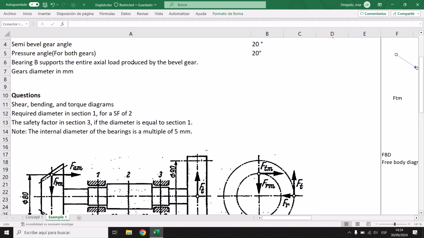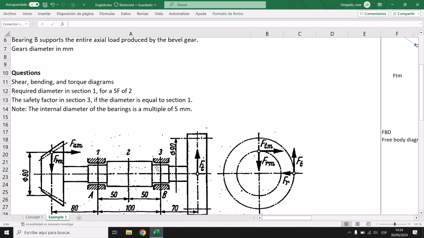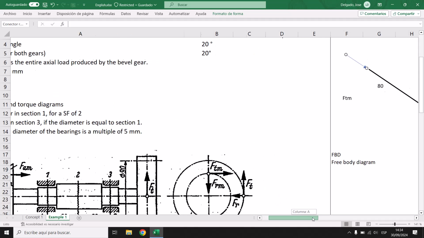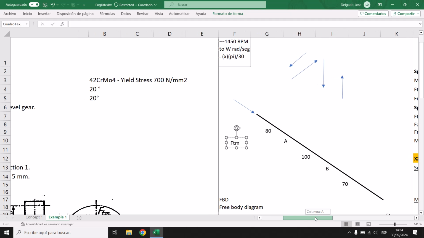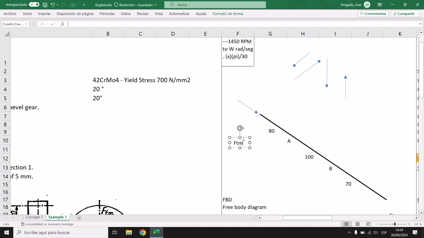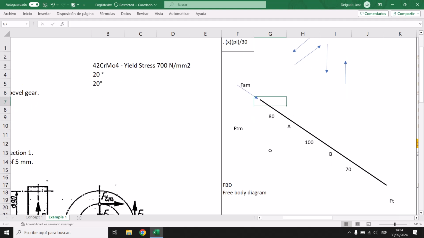Bearing B supports the entire axial load produced by the bevel gears. So don't worry, it's here. Just didn't show a lot. This is our axial load, force in axial, or axial force. I'm gonna use the same letters here.